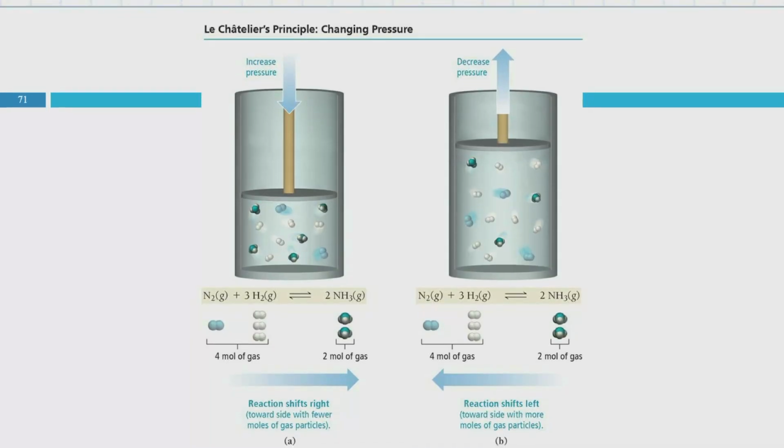Here's some graphics of what that might look like with the moving pistons. If we decrease our volume, increase our pressure, we're going to shift to the smaller side, the side with 2 moles of gas. If we decrease the pressure by increasing the volume, we're going to shift to the side that takes up more gas. We're basically finding the reaction mixture that best fills up that space without being too compact or too spread out.